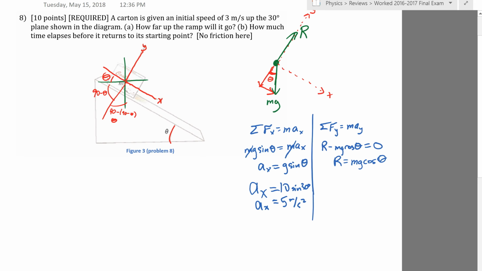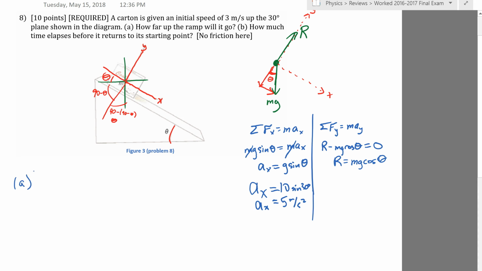To work the rest of the problem, it's really just one-dimensional motion along the ramp, and all of the equations that we use for one-dimensional motion will work here, like s equals ut plus 1/2 at squared, or v squared equals u squared plus 2as. Those are valid because the motion is just in one dimension, and we know the acceleration is 5 meters per second squared. So how far up the ramp will it go?